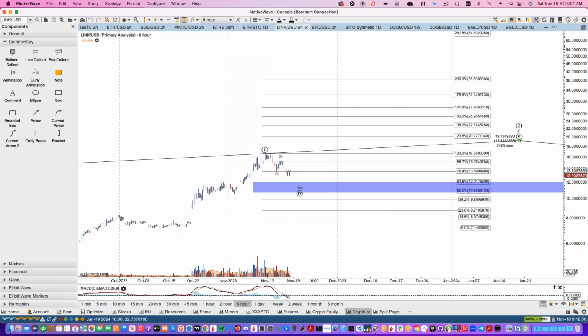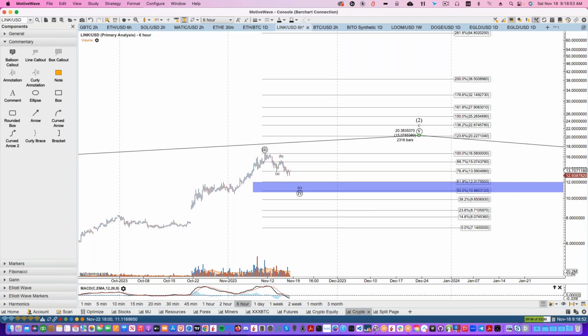Link, again, I'm not big on the Link chart. I really don't like the long-term chart. I've explained why, but I like this trade. So we get into support here. Support is 10.88. That can be a quick little double. It won't take long to get to 20 if it works. So I don't mind. I'm going to take this trade, and then I'm going to be done with Link, guys.